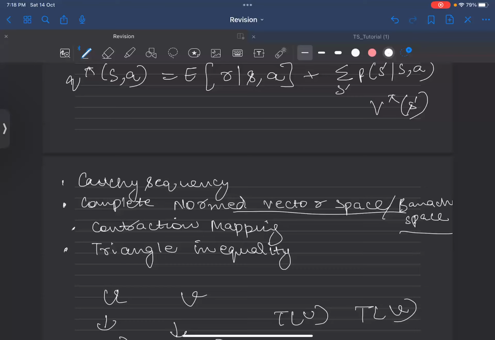So this was the overview, just not going inside and giving the overview of this. That is why I came with these concepts. Now, coming to value iteration and policy iteration.